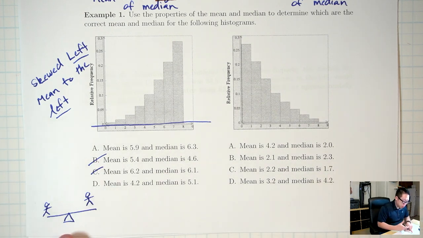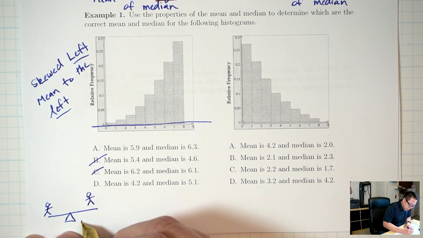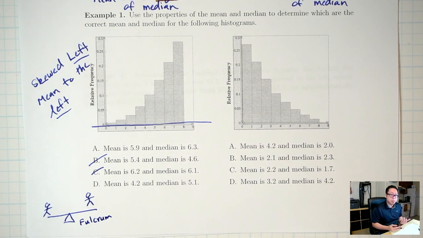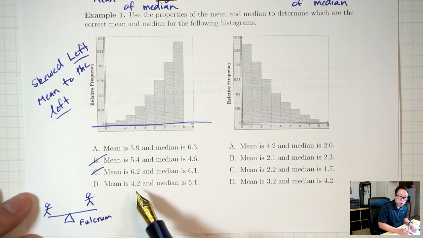So the mean represents this thing. I think it's called a fulcrum. Don't quote me on that. So it's going to be the place where it's balanced. Okay, so of our choices, 5.9 versus 4.2 for the mean.